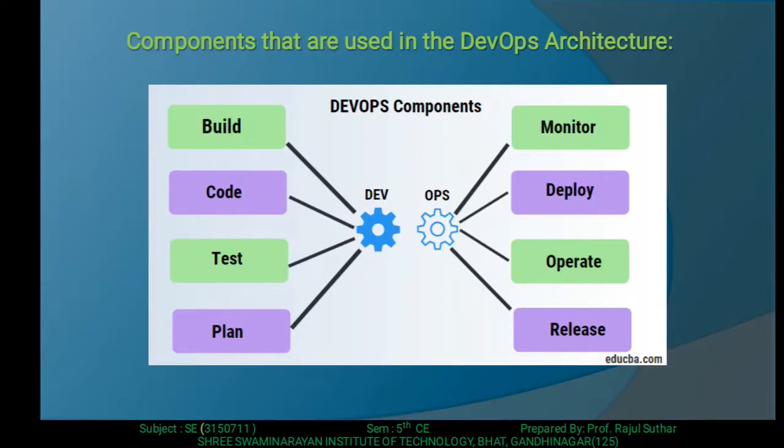Today we will discuss the components that are used in the DevOps architecture. But before going on to the next part, we will discuss some of the previous points or revise some of the points. We have the definition of DevOps: DevOps is the combination of two words we are all familiar with, development as well as operation. So that is the definition of DevOps.